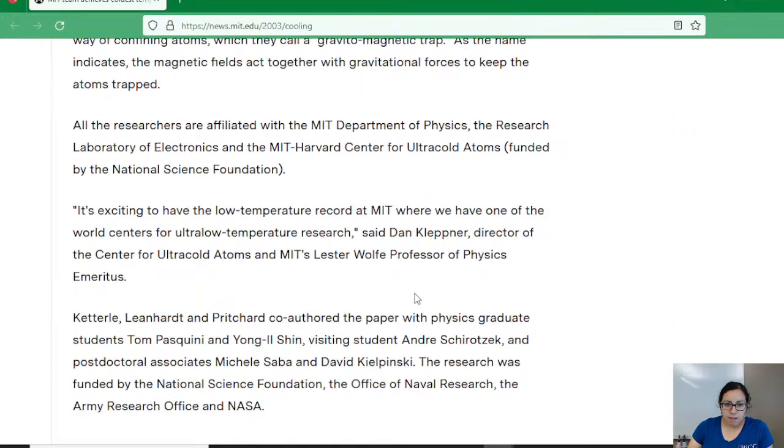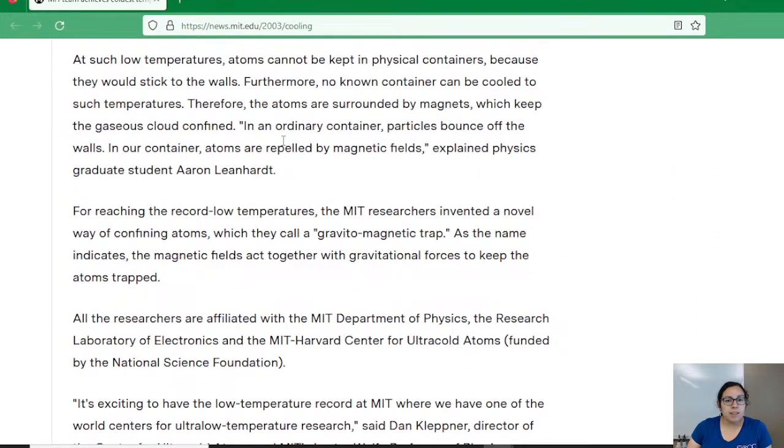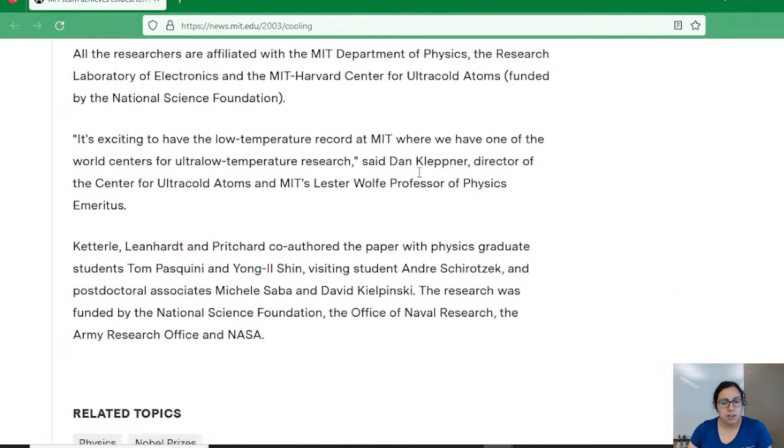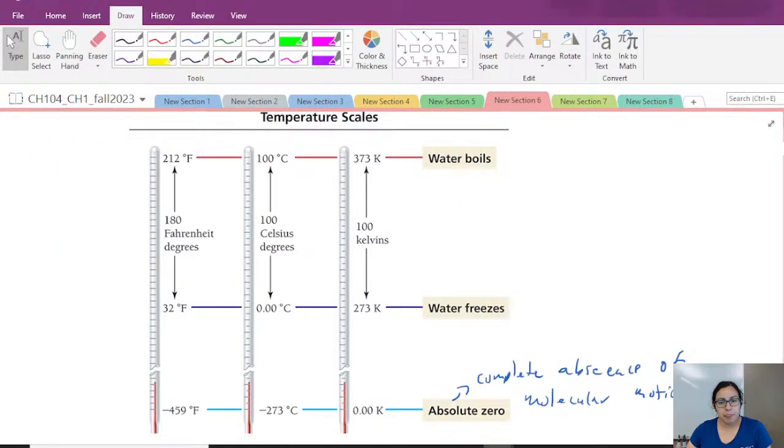But you can see they have to do a lot of different things to isolate it. They apparently have magnetic fields to stop motion. So they're really just trying to stop molecular motion to get to this theoretical point. It's kind of interesting. Anyways, that's just where the research field is. So let's look at how we convert.